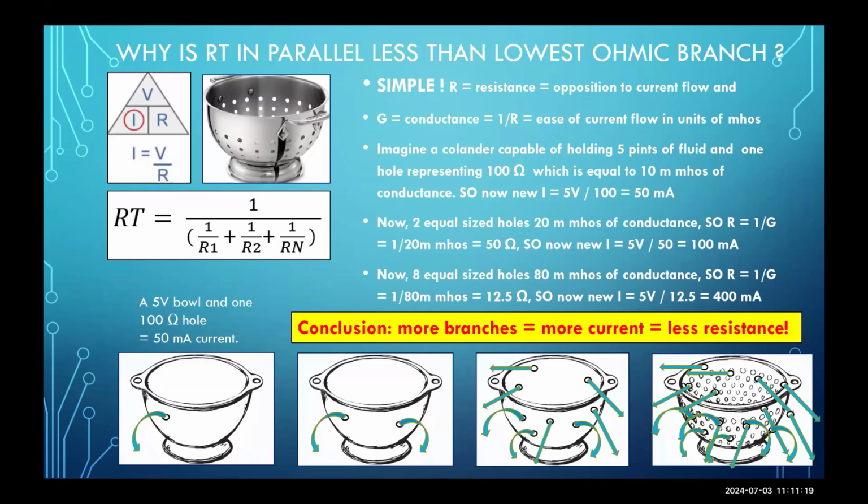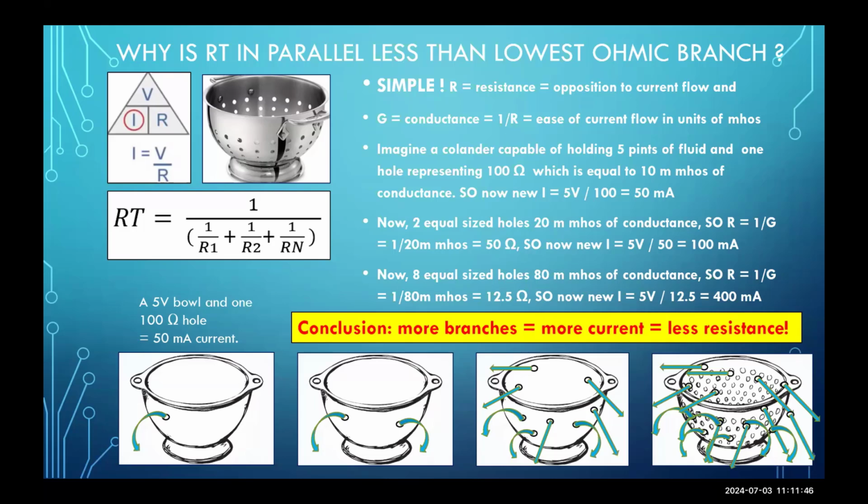How do I calculate R? R is the reciprocal of G. You should say that. R is the reciprocal of G. Just speak it, you write it out. Good for you. So R is equal to 1 over 80 millimhos, which is now 12.5 ohms. So with 12.5 ohms divided into the 5 volts, what is my current now? 400 milliamps.